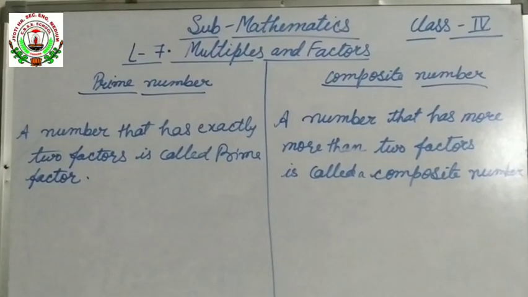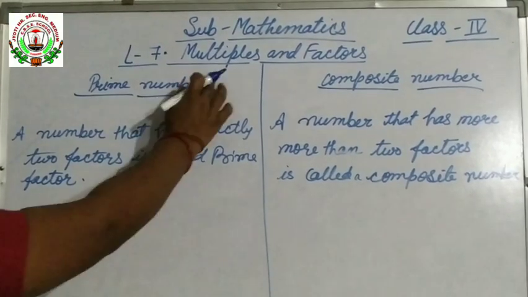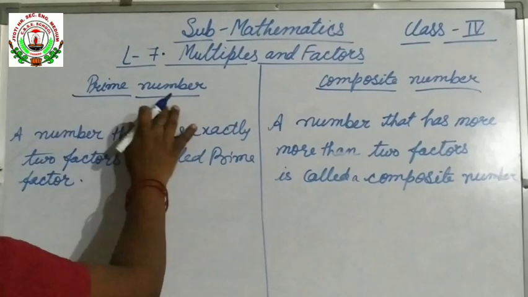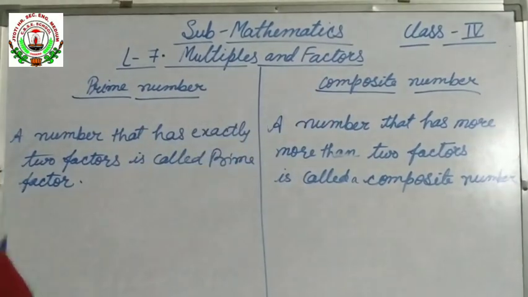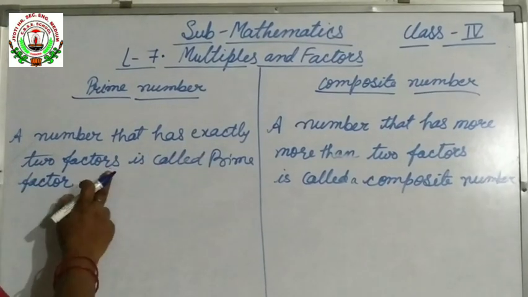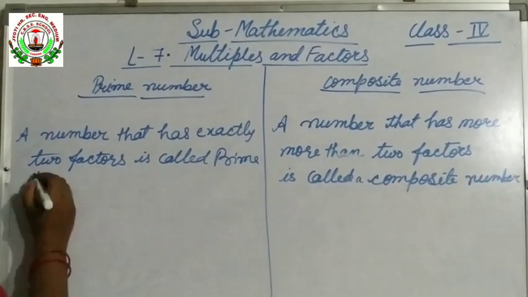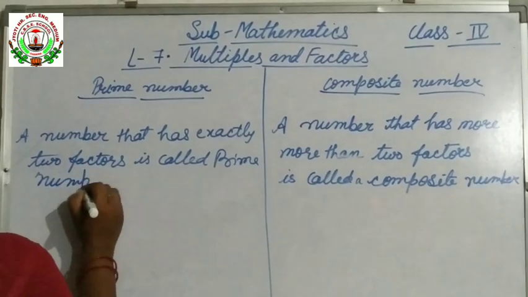Today we will continue Lesson 7, which is multiples and factors. In multiples and factors today we will see prime numbers and composite numbers. What is a prime number? A number that has exactly two factors is called a prime number.